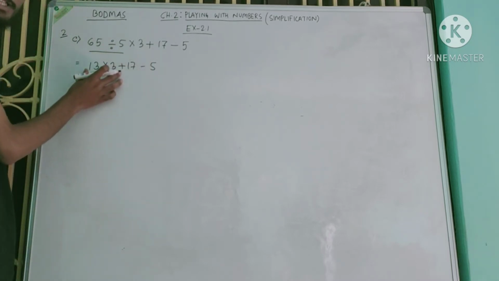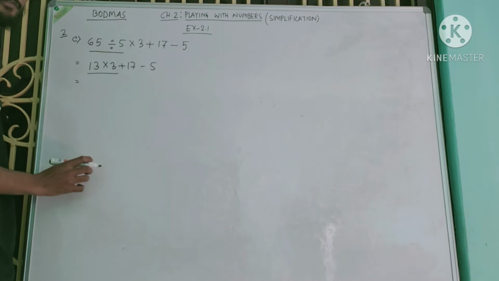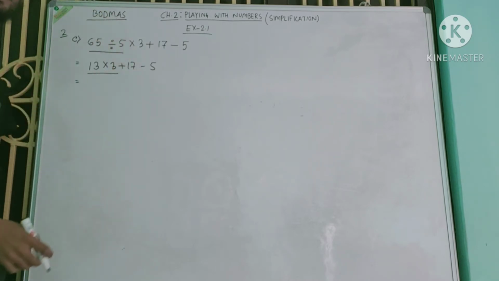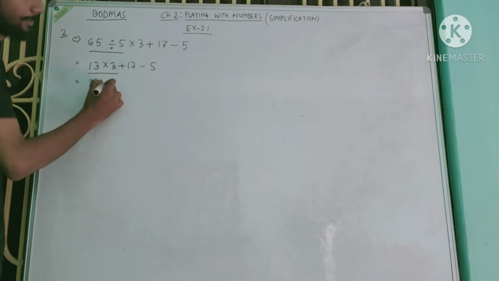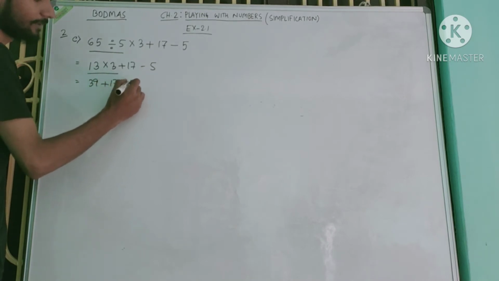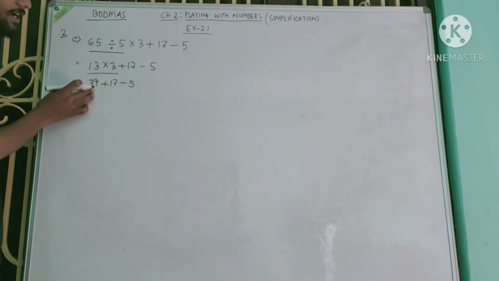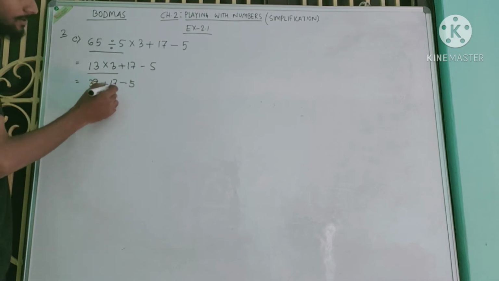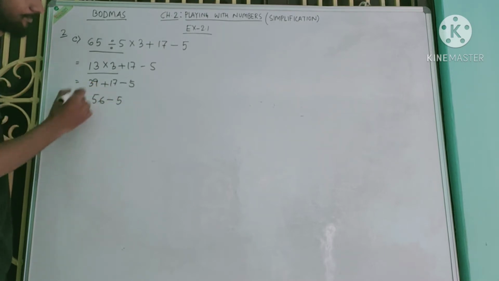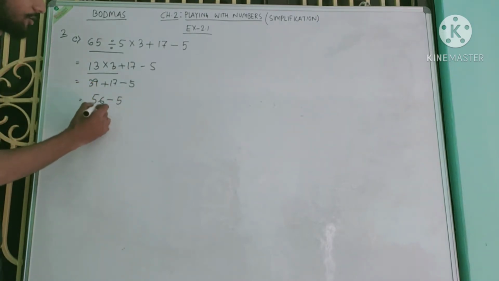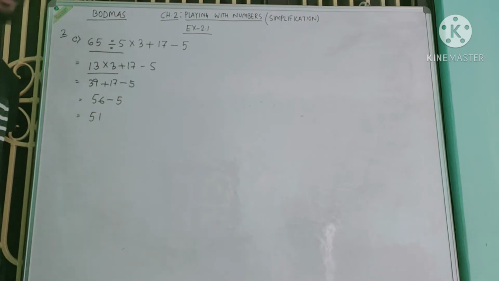Now there is multiplication, so we have to do multiplication first, because after D is M. So 13 into 3 is 39 plus 17 minus 5. Then there is addition. So 39 plus 17 will be 56 minus 5, which means it will be 51.